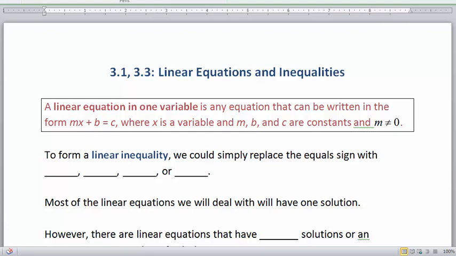Alright, in this short video, we're going to go through some concepts that deal with solving linear equations and inequalities. Alright, so first things first.